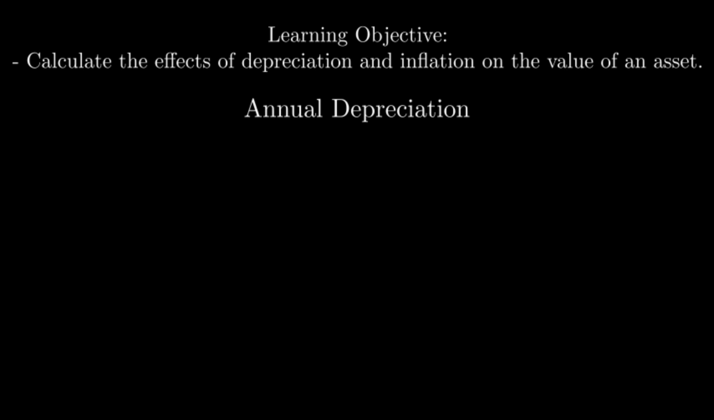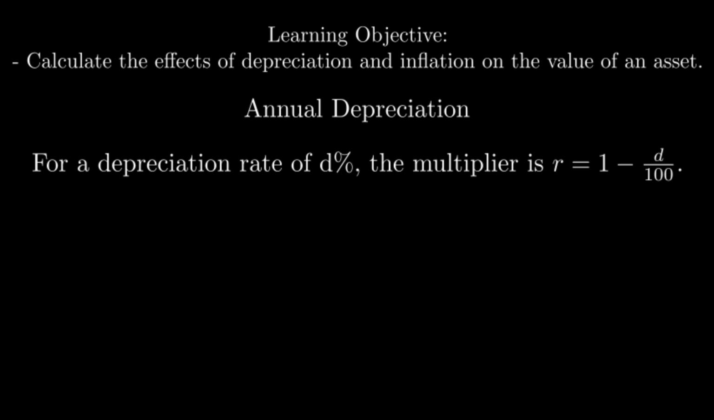Calculating depreciation is almost identical to calculating compound interest, but the percentage change is negative. It's a geometric decay instead of a geometric growth. So if an asset depreciates by, say, 15% per year, its value is multiplied by 1 minus 0.15, which is 0.85 each year. The common ratio R is less than 1.